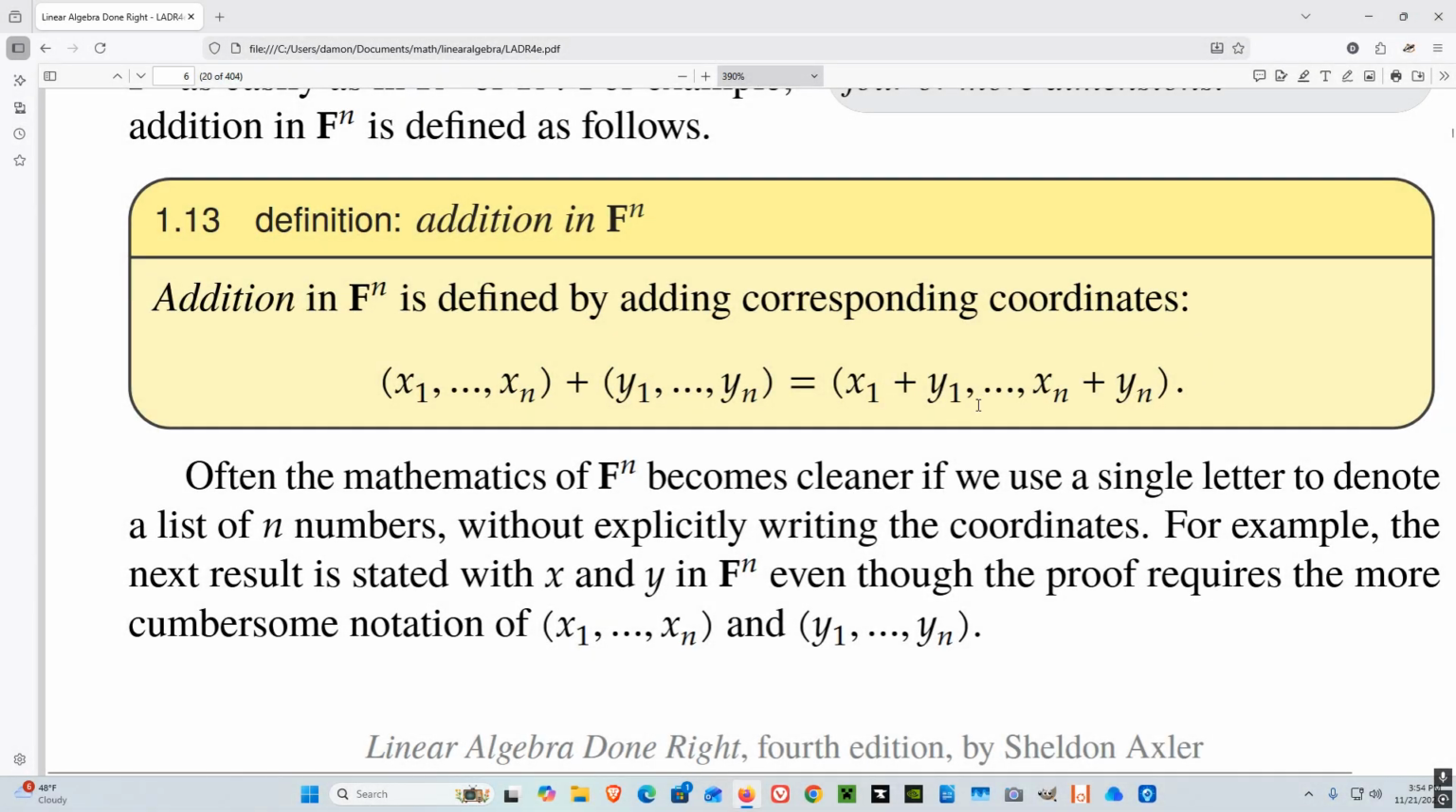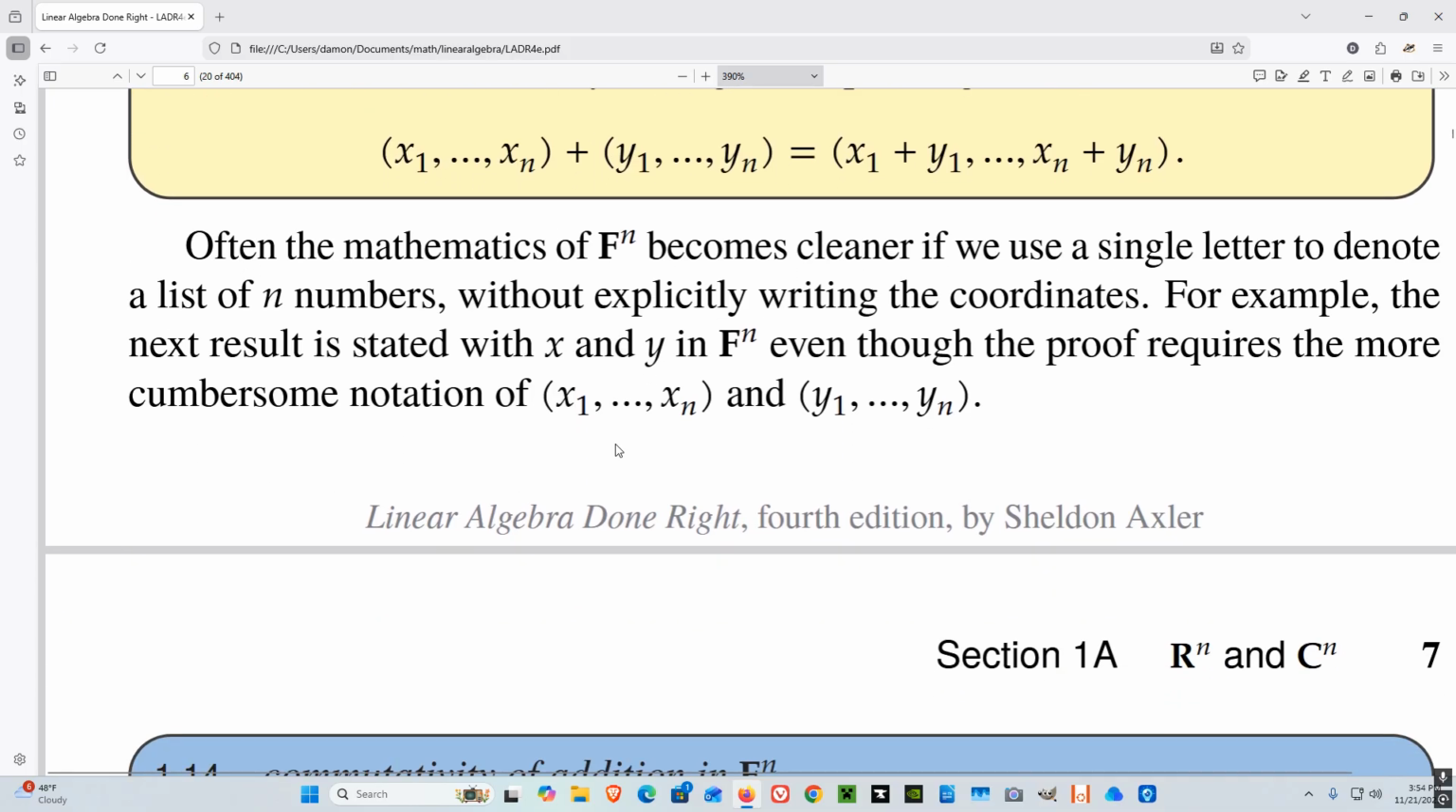Okay, last time I was reading and I stopped at 1.13, so we'll pick up there. And that's the definition of addition in F^n. It's defined by adding the corresponding coordinates. So you just take the x1 and add it to the y1, x2 added to the y2, like that.